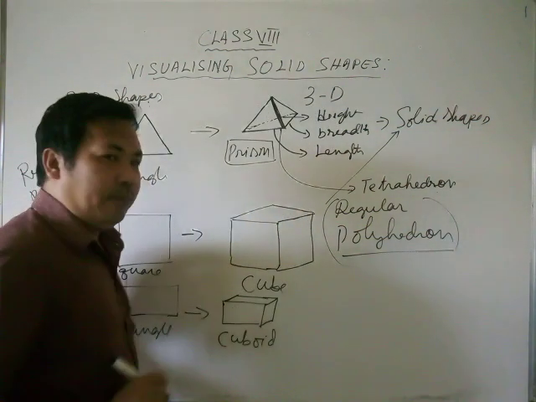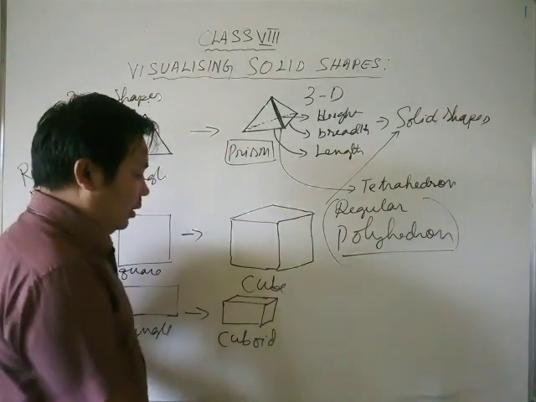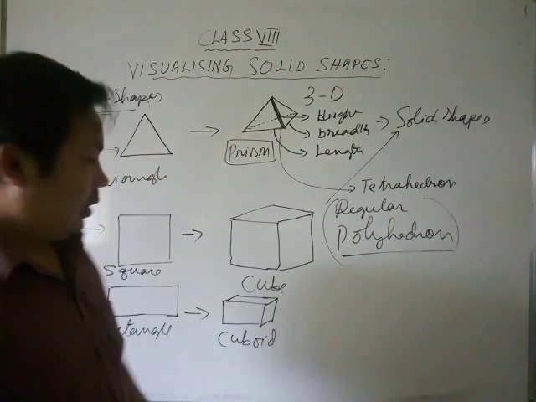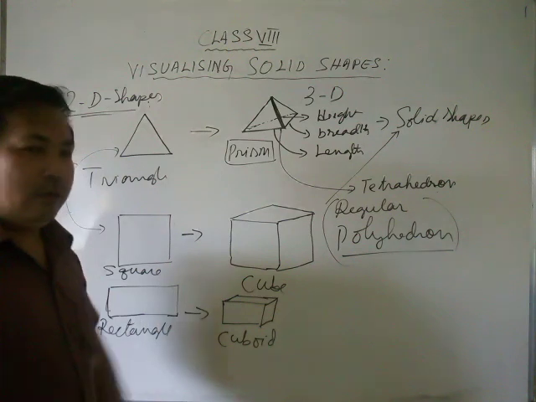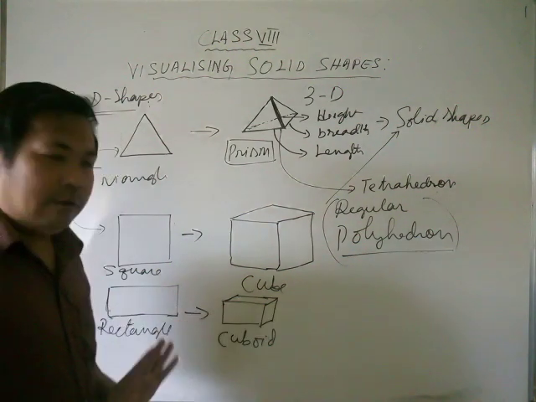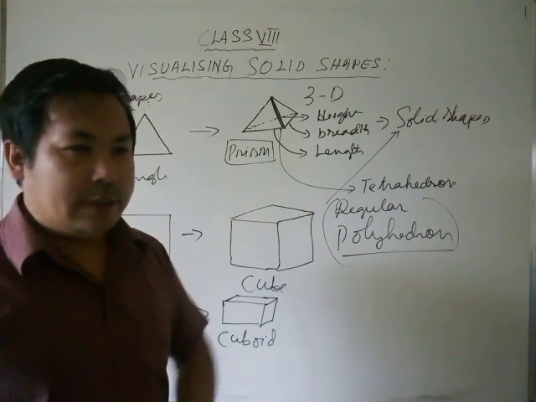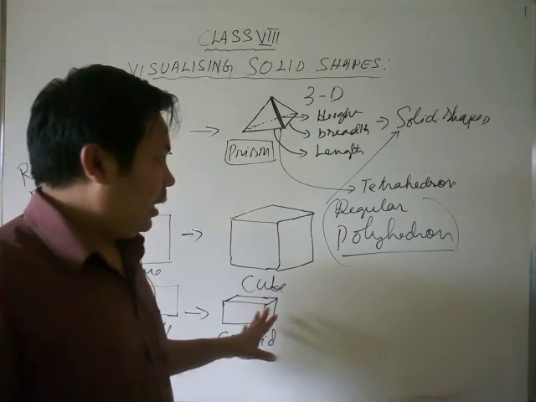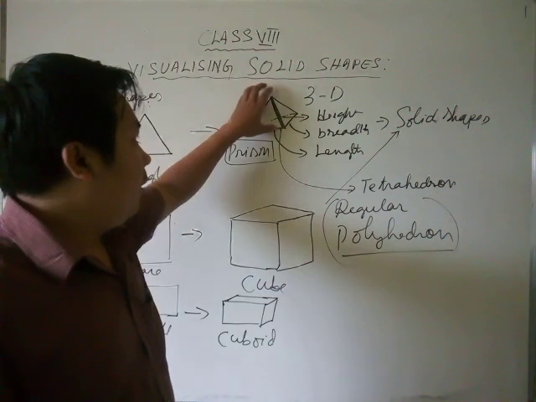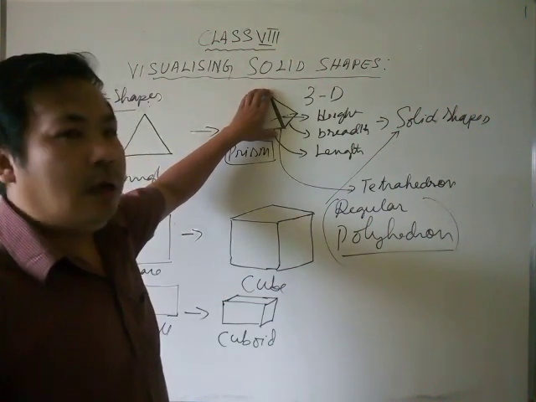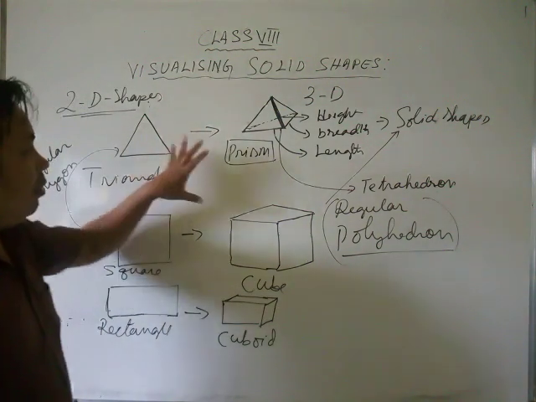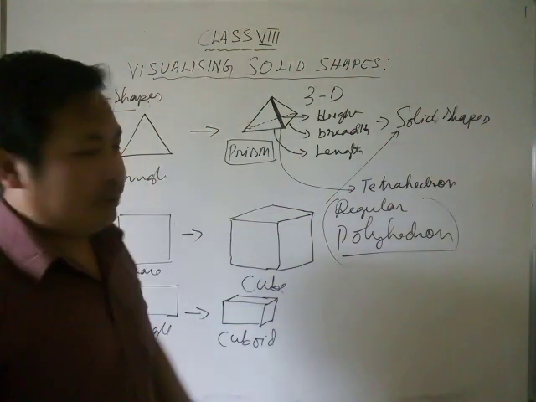But this is not a regular polyhedron. Why? Because all the faces will not be equal polygons. This surface here and this side may not be congruent, will not be the same. So they are irregular polyhedrons. Regular polyhedron means the faces must be regular polygons. So they are called regular polyhedrons.